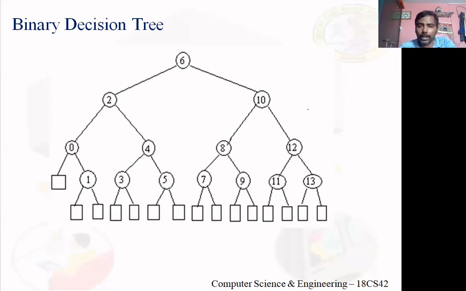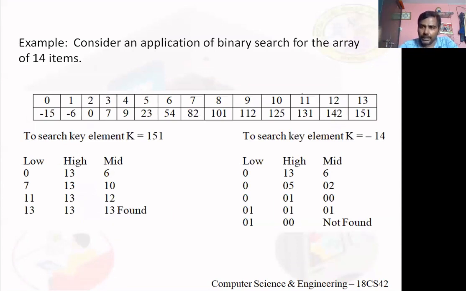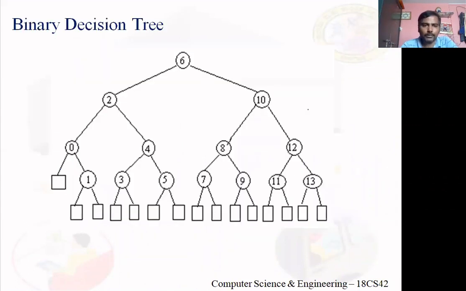3 comparisons to say minus 16 doesn't exist, to say minus 17 doesn't exist, to say minus 18 doesn't exist. Next, all other rectangular nodes, when you traverse from root to those nodes, take 4 comparisons to represent all those other 14 possibilities. So 3 comparisons for 1 unsuccessful possibility, and 4 comparisons to conclude the other 14 possibilities.